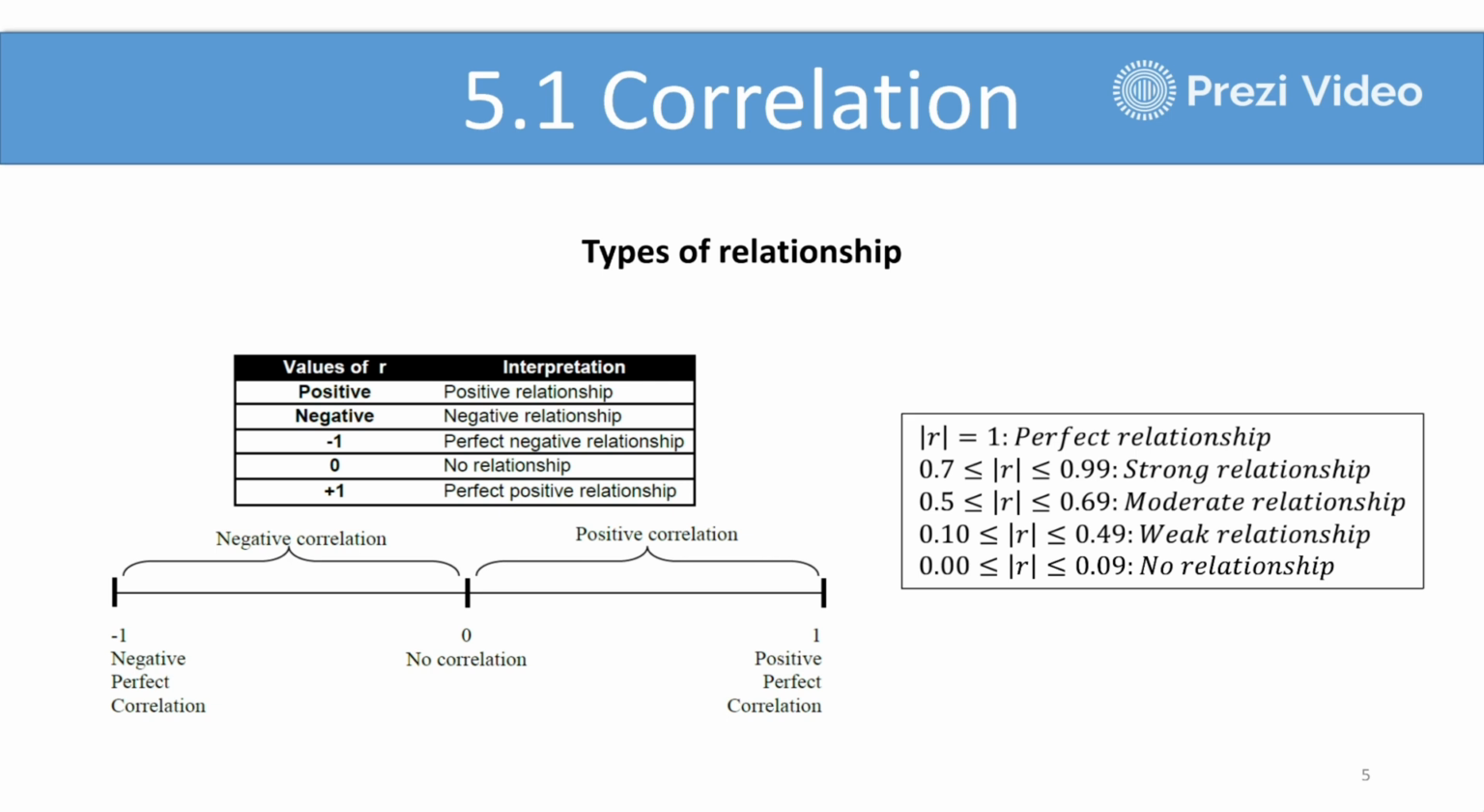Let's say your correlation coefficient is 1. That means a perfect relationship. If your r value is between 0.7 and 0.99, then we can declare that the relationship is strong, and the same goes for the rest of the range. If it is between 0.5 and 0.65, we call it a moderate relationship. So it's easy, based on this table of specification.